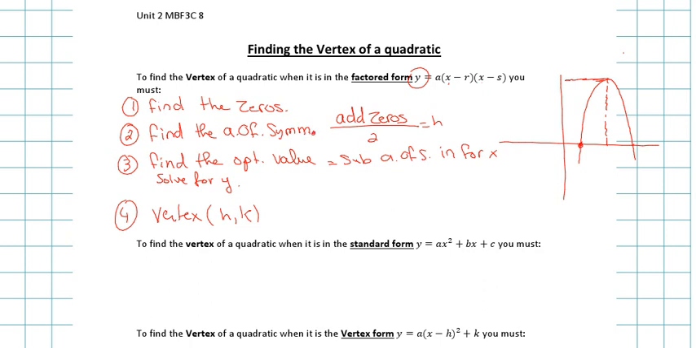Third one. Yeah. So to find the optimal value, which is basically the y value of the vertex, the value that you got in step number 2, this is the axis of symmetry, you have to plug it in for x. Okay. Let's quickly just do one, okay?